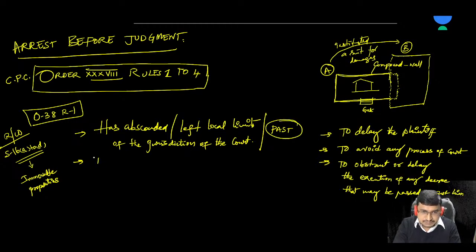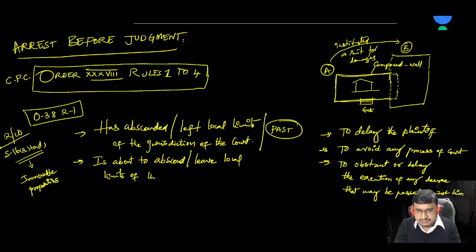Mr. B is about to abscond or leave the local limits of the jurisdiction of the court, okay? The local limits of the jurisdiction of the court, or it shows is about means future.